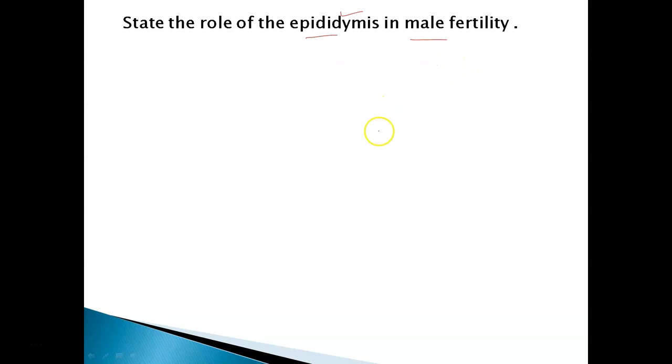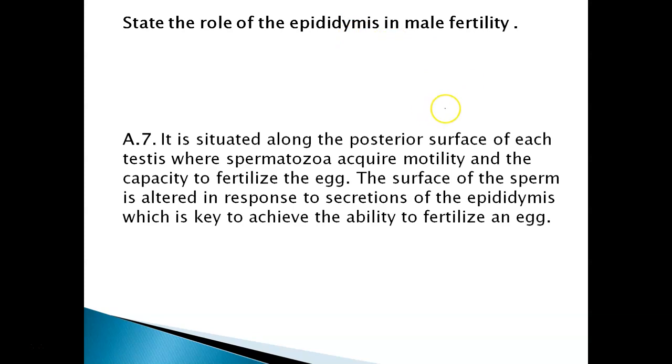So the functional maturity is gained in epididymis because the surface of the sperm is altered in response to the secretions of the epididymis. And this is actually important. Why? Because that change which is present on the surface of the sperms, we will see at the time of fertilization. So the conditioning of the sperms occurs when it enters inside the egg, and that conditioning will enable the sperm to fertilize the egg. That functional maturity is given to the sperm by the secretion of epididymis. Okay, so the answer is, yeah, spermatozoa acquire motility and capacity to fertilize the egg. That is very, very important. 2 points you have to write.